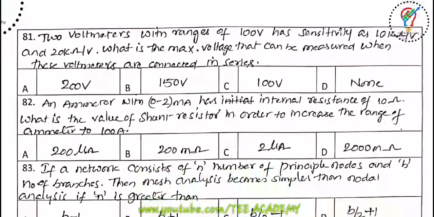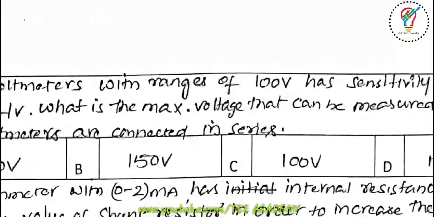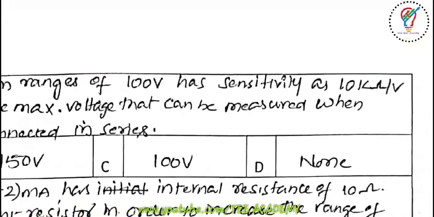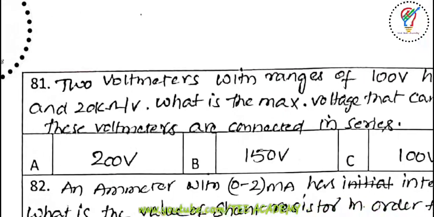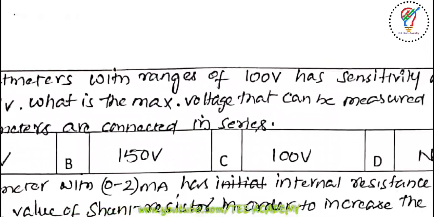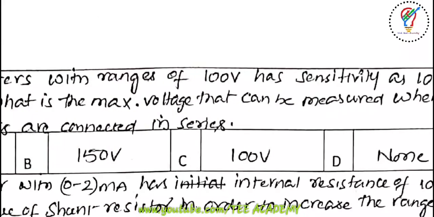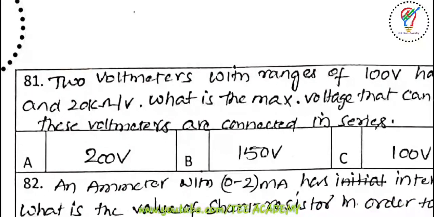Now this question is from the measurement subject. The two voltmeters with the ranges of 100 volts and sensitivity of 10 kilo ohm per volt and 20 kilo ohm per volt. So there are two voltmeters with 10 kilo ohm and 20 kilo ohm per volt, with 100 volts as a rating. What is the maximum voltage that can be measured when the voltmeters are connected in series?